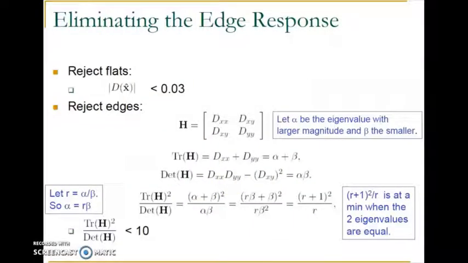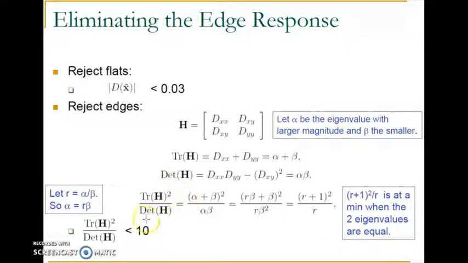Well, now let us see how to eliminate the edge responses. For that we have to calculate the Hessian, which is calculated in this way as per this equation, where xx is the second derivative along the x dimension, then xy along the horizontal and vertical dimensions, and then yy along the vertical dimension. The trace of H is defined as per this equation, and the determinant is defined as per this equation, where alpha is the eigenvalue with a larger magnitude and beta is the eigenvalue with a smaller magnitude.